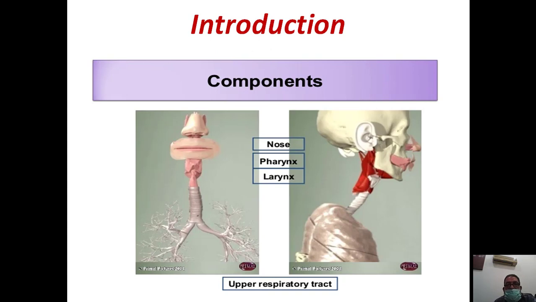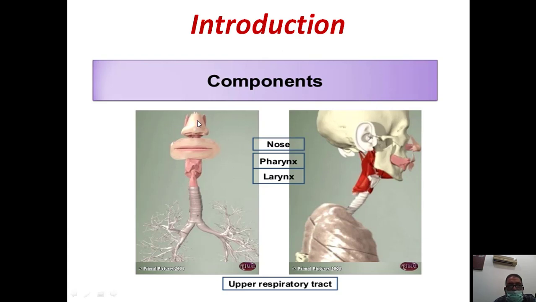Now, what is the introduction? The respiratory system comprises two parts: the upper respiratory passage and the lower respiratory passage. This diagram is the upper respiratory passage, that is the nose, pharynx, and the larynx. Up to the trachea, this is the upper part of the respiratory system, which only acts as a conduit or a pipe conveying the incoming inhaled air to the respiratory part of the respiratory system.